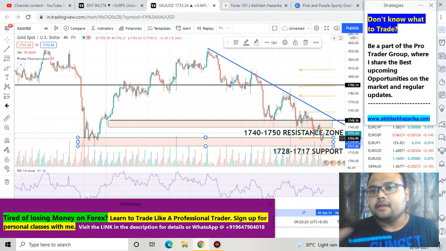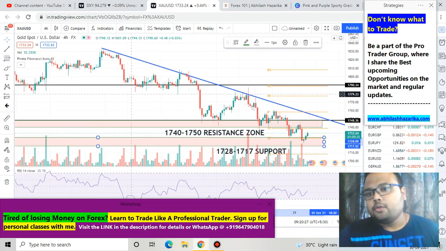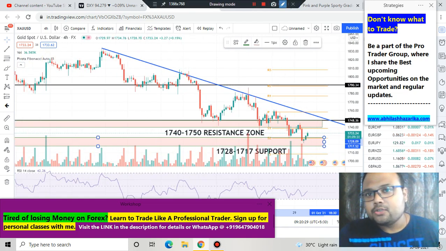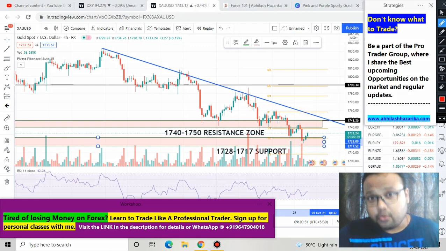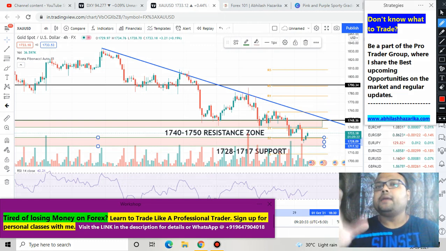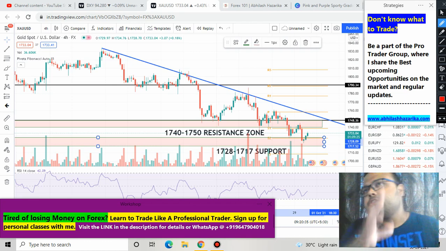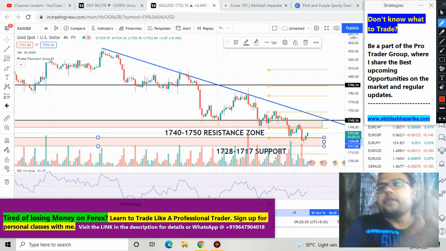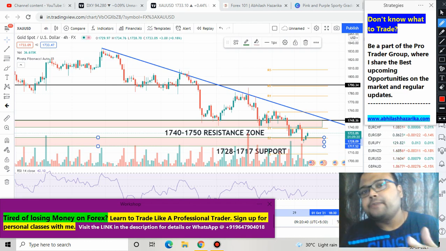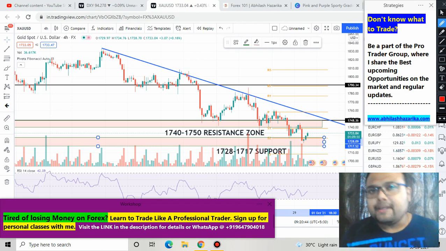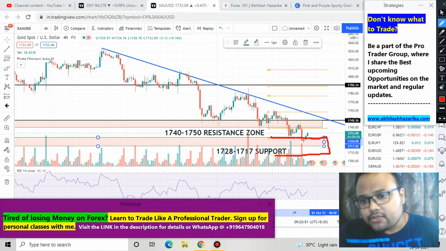So if you are a risky trader, if you have been trading for quite some time in the market, then you can afford to buy here, because this is also a very important support for gold USD. But if you are a beginner, then it will be beneficial for you if you just look for shorting opportunities only. But if you are an experienced trader, if you can manage to take risk, if you know risk management very well, then you can also afford to go for a buy here. This is also a very strong zone.